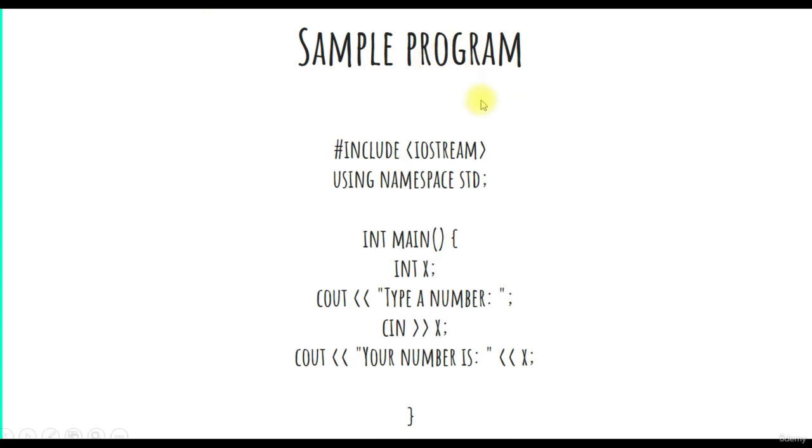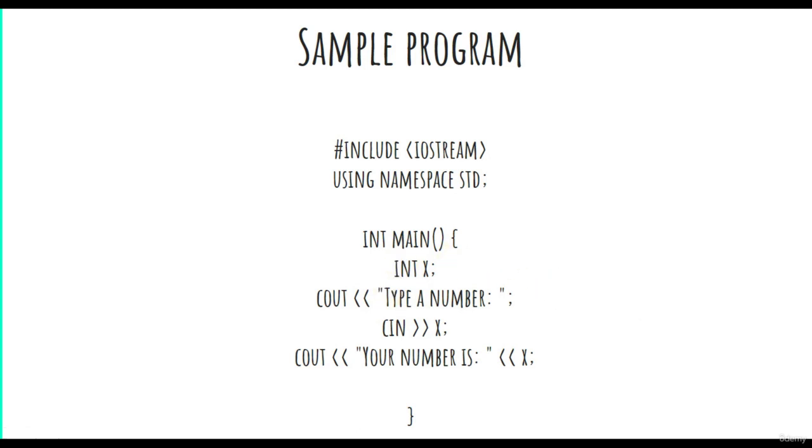Here I have a sample program. The standard procedure is the same: #include <iostream> the header file, using namespace std, and here the main function starts. I have declared a variable called int x. The data type of this variable is integer and the name of this variable is x. Now I'm printing one cout statement, that is "type a number". This text will be visible on the screen, like "type a number", right?